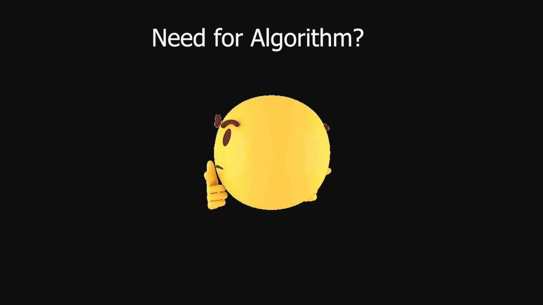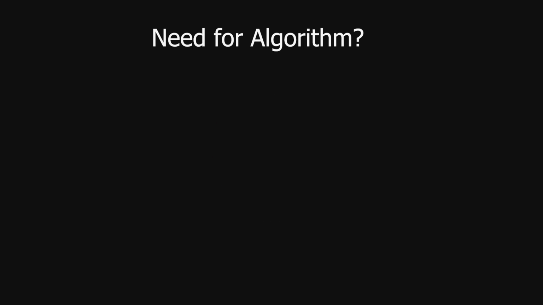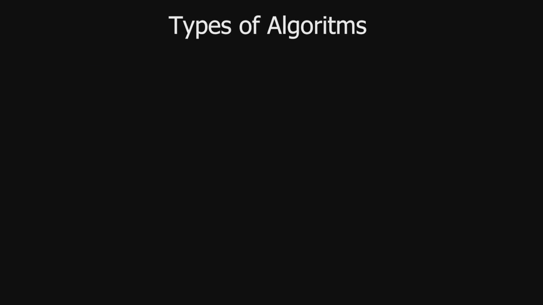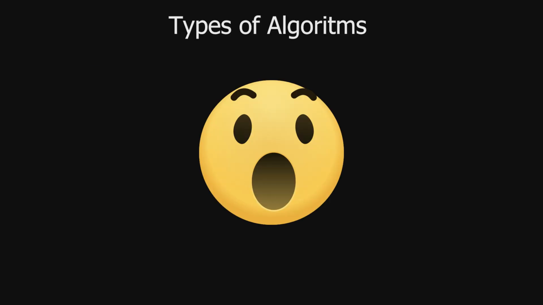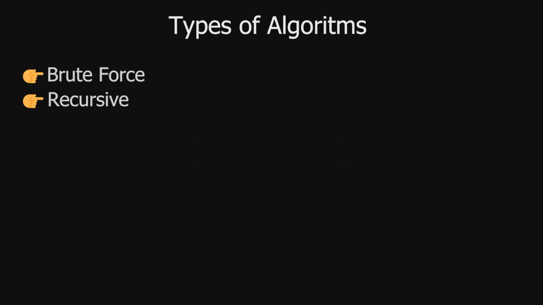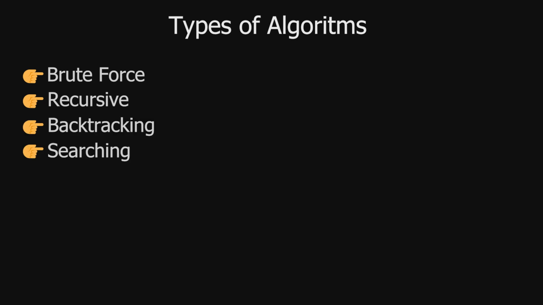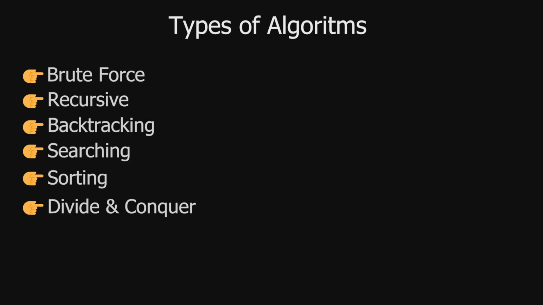Now, do you think that what is the need for algorithm? Yes, there are two main reasons for an algorithm, which are scalability and performance. Now, what are its types? Algorithms have a lot of types like brute force, recursive, backtracking, searching, sorting, divide and conquer, greedy, and dynamic algorithms.